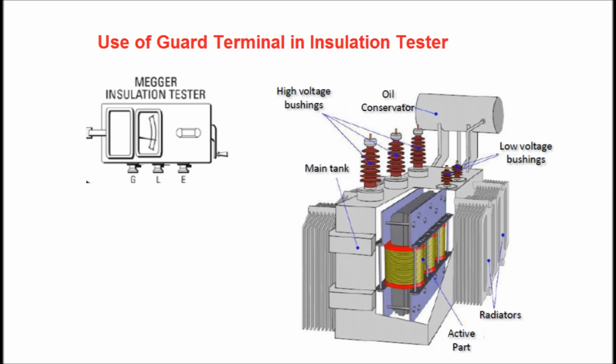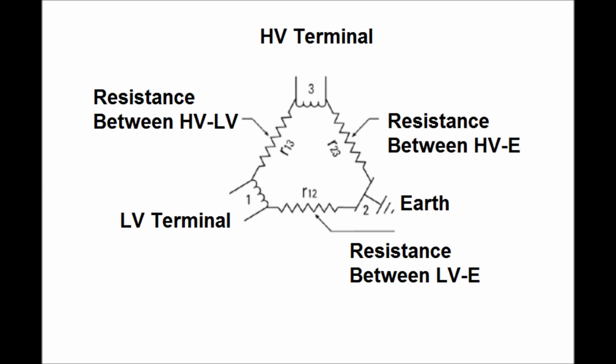Now we will discuss the function of the guard terminal in measuring the insulation resistance. In the case of a transformer, there are three terminals: one is the high voltage terminal, another is the low voltage terminal, and another is earth.